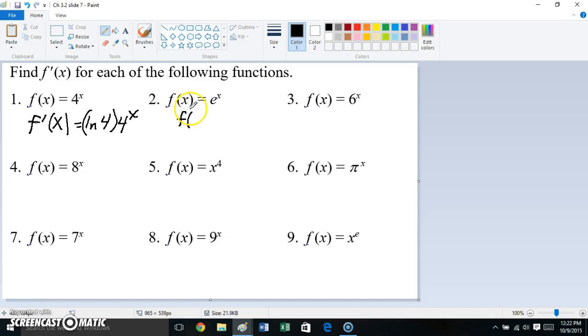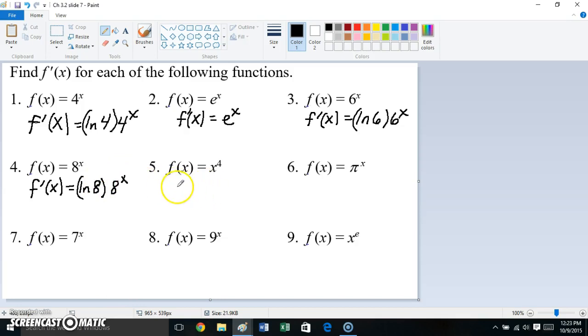If f of x is e to the x, f prime of x is the natural log of e times e to the x, which is just e to the x. If f of x equals 6 to the x, the derivative is the natural log of 6 times 6 to the x. F of x equals 8 to the x, the derivative is the natural log of 8 times 8 to the x.